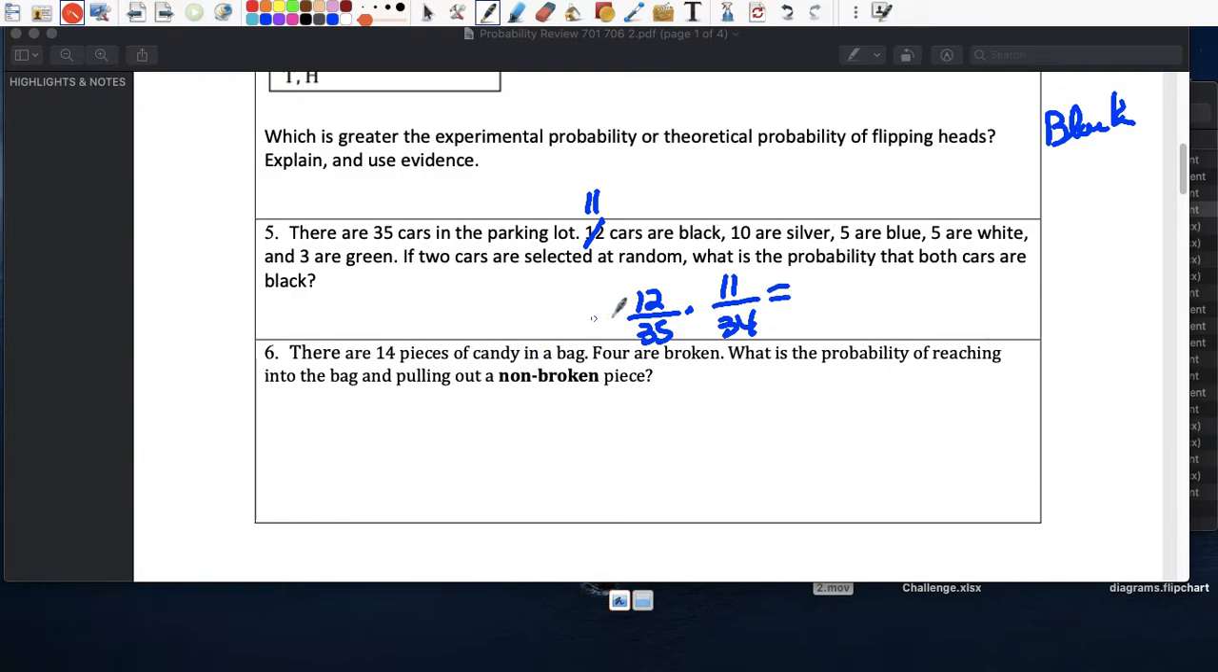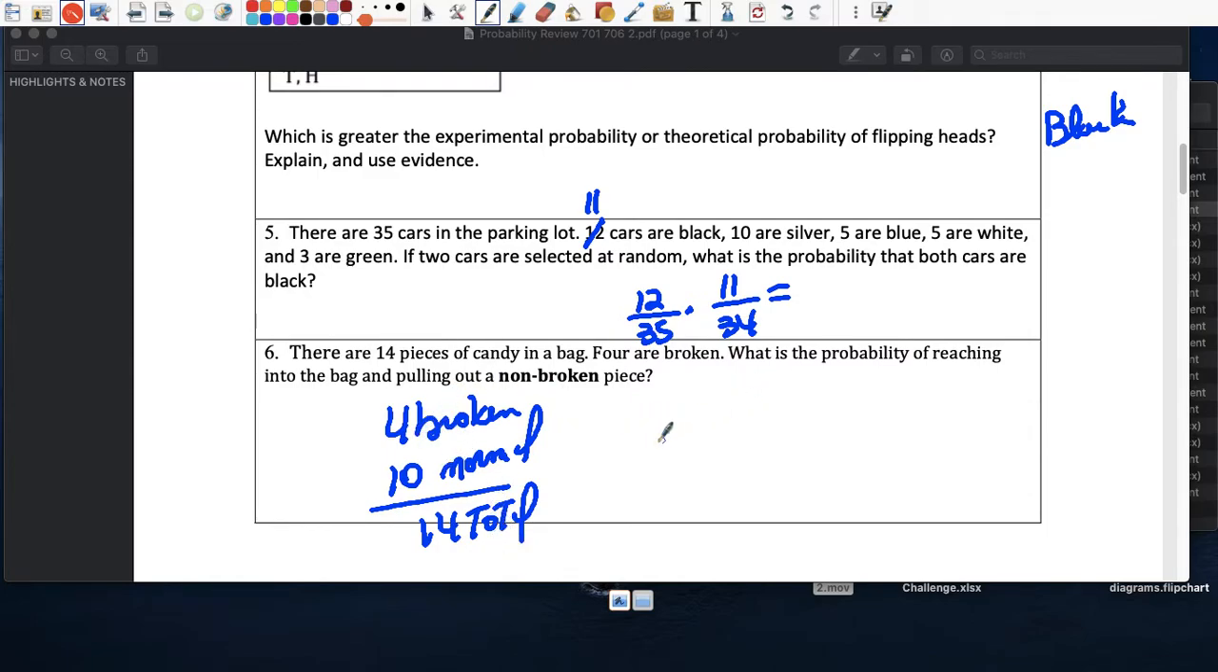There are 14 pieces of candy in the bag, 4 broken. What's the probability of reaching into the bag and pulling a non-broken? So 4 broken candies, which means 10 are normal, and 14 total candies, right? So if I know 4 are broken, the other 10 are not. So what's the probability of putting my hand in the bag and getting something that's not broken? It would be 10 out of 14 or 5 out of 7.